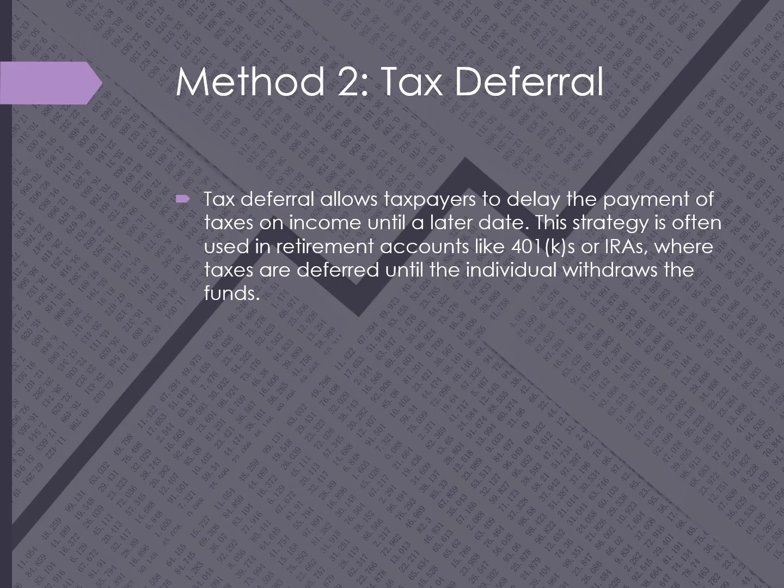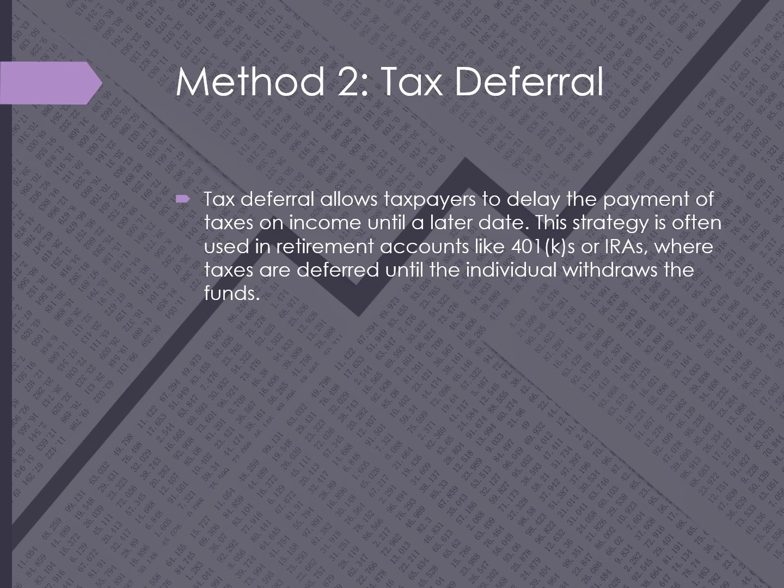Method 2, tax deferral. Now this is a pretty big one. Essentially, it's delaying the payment of taxes to future dates. An example of this would be a 401k or an IRA, where taxes are deferred until withdrawal. You'll hear this a lot, especially in the public sector when it comes to income: you want to defer your income. Any contributions that you make into this account will be taxable later.